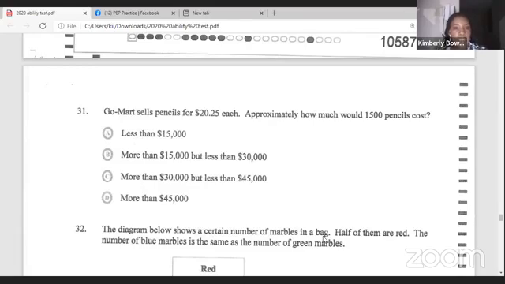Walmart sells pencils for $20.25 each. Approximately how much would 1,500 pencils cost? Less than 15,000? More than 15,000 but less than 30,000? More than 30,000 but less than 45,000? More than 45,000? Would it cost less than 15,000? I need working out, students, I need working out.